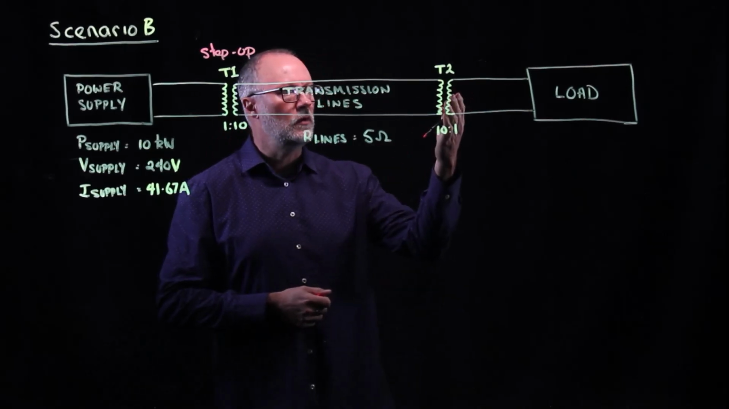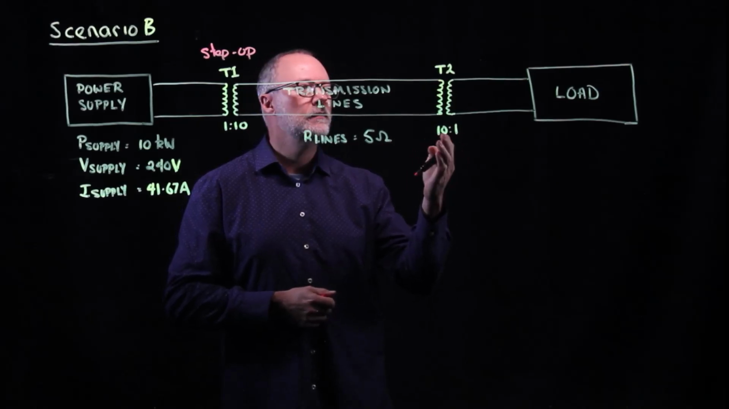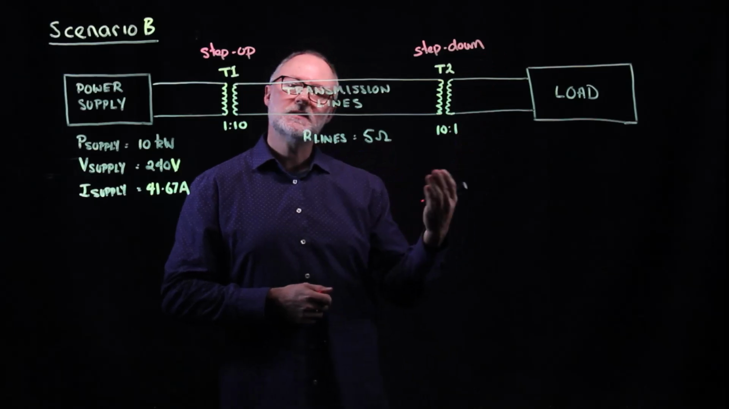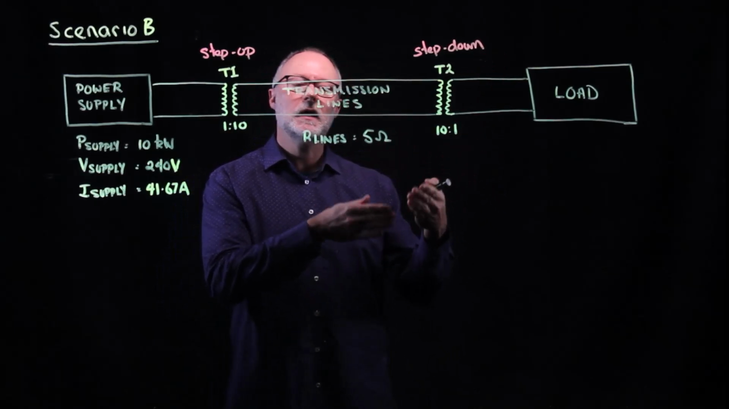On our second transformer, we have 10 turns in the primary and 1 turn in the secondary. This is a step-down transformer. This will step down the voltage, but alternatively increase the current.